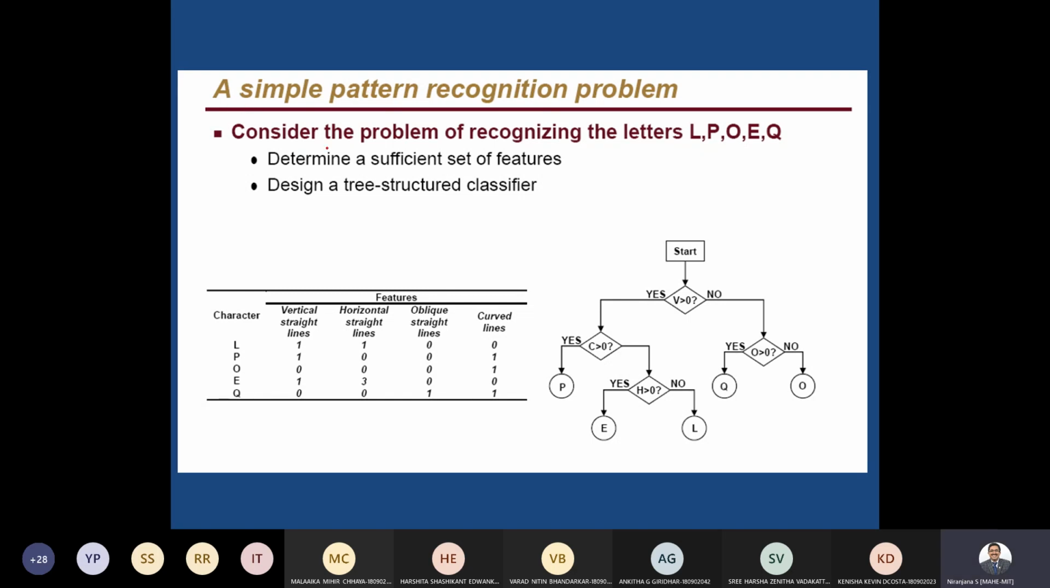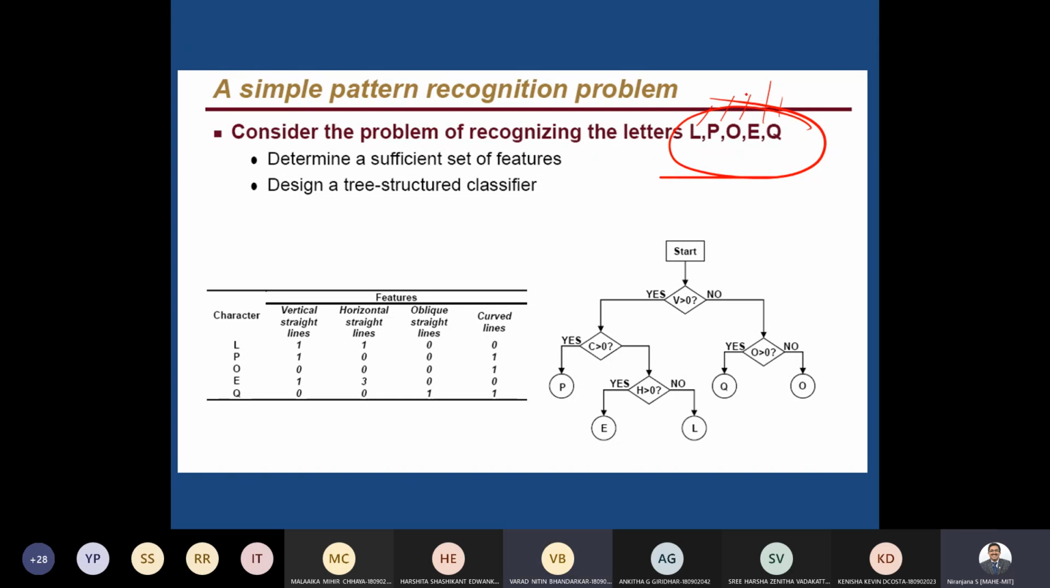Considering a simple recognition system, I think all of you understand that when there are some characters given here. Varad, are you online? Yes, sir. Which are the letters you can see? I have given a recognition of letters problem. So which are the letters you can see in this given problem? Sir, L, P, O, E, Q.